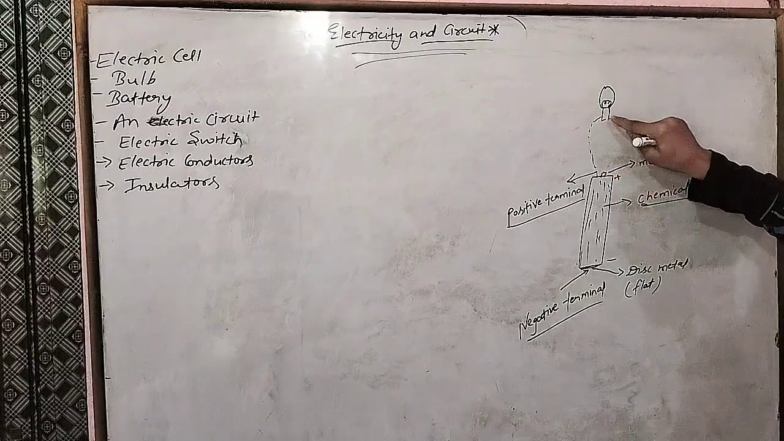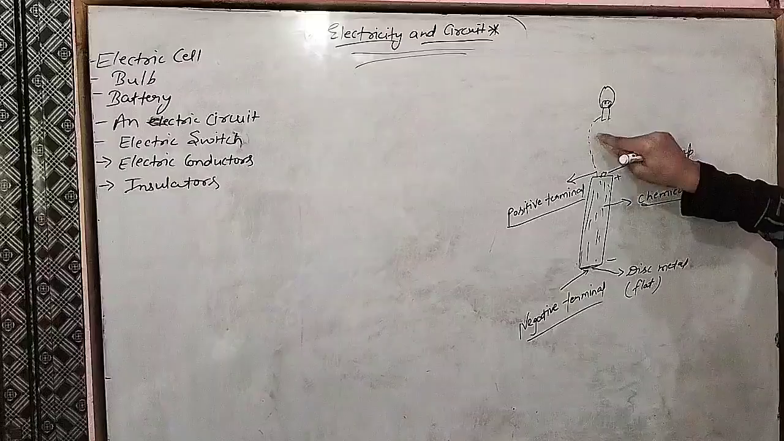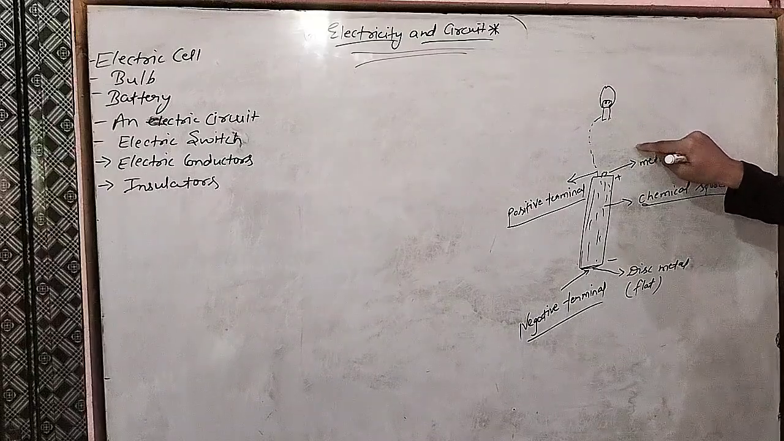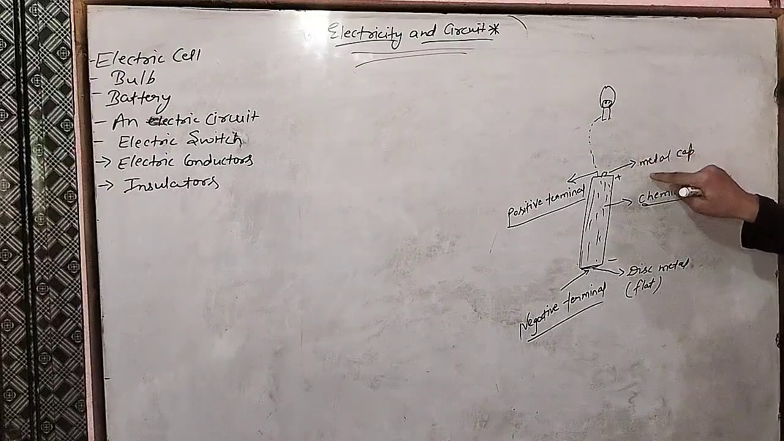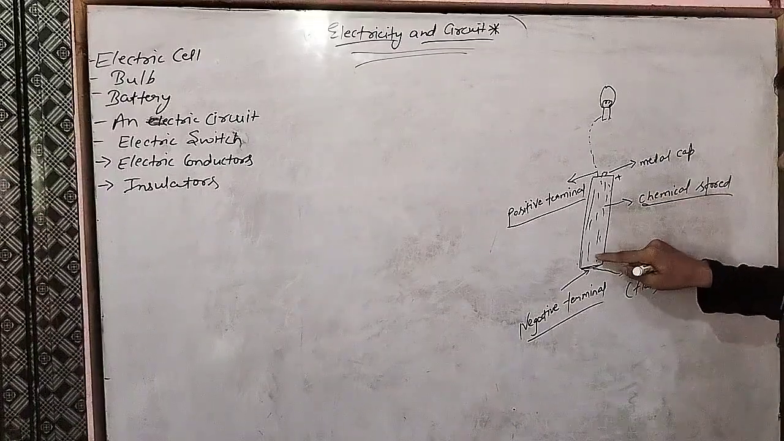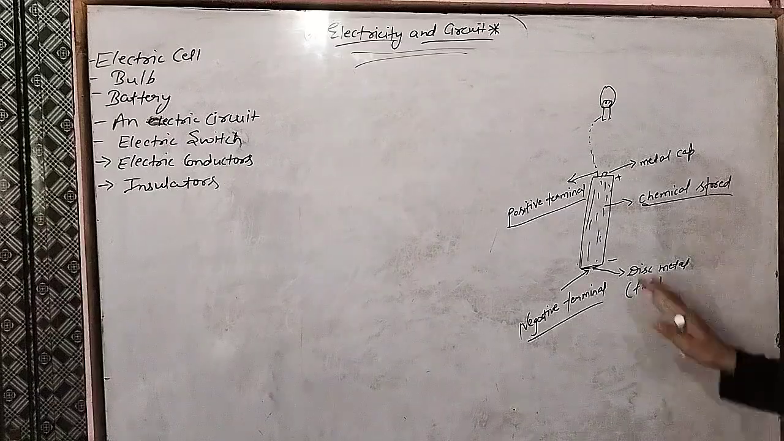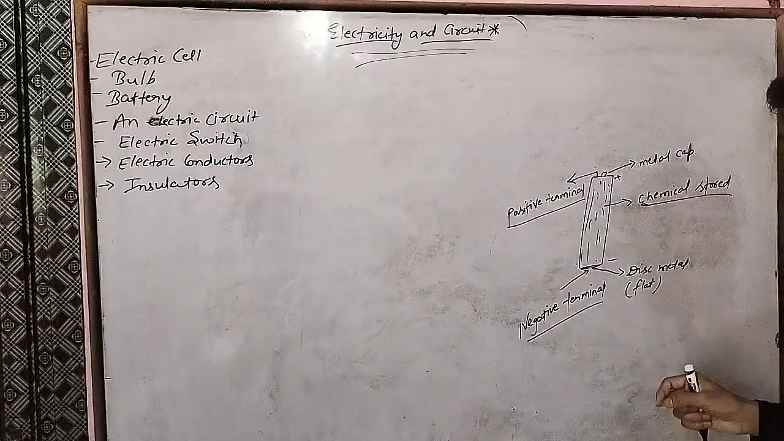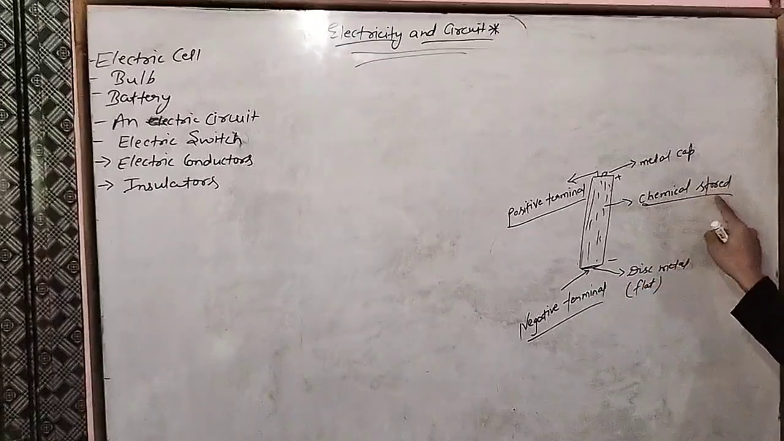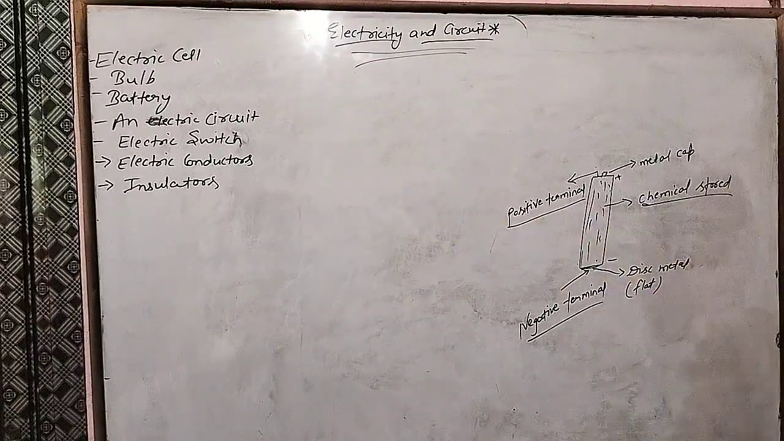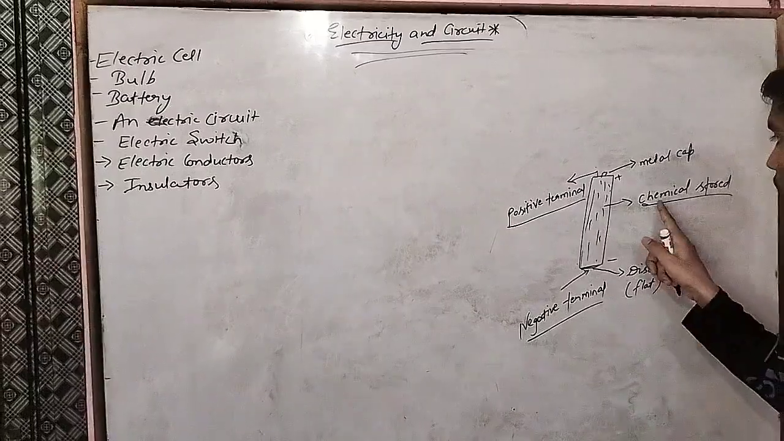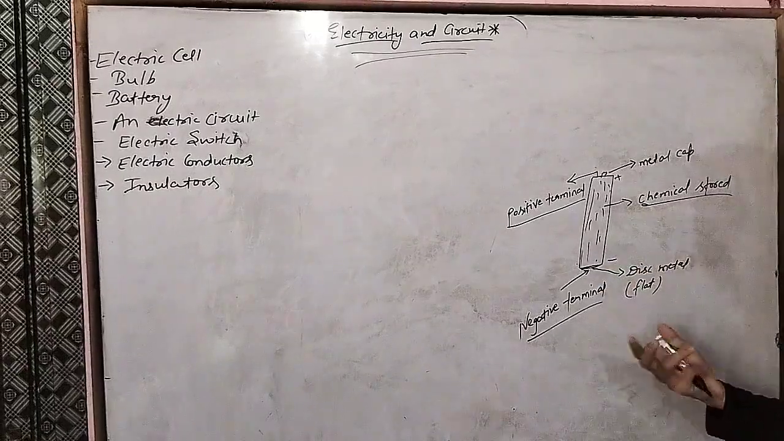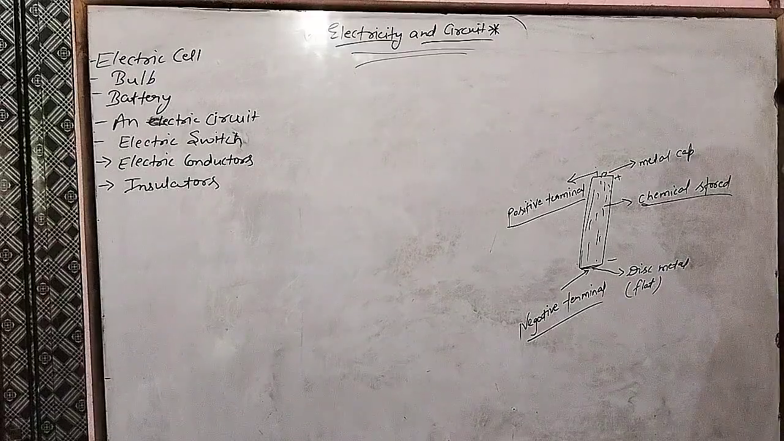This will pass through this electric bulb, and then it will come out with the help of the negative terminal, like this. Clear about electric bulb? We will understand in another discussion. So this is chemical storage which provides electricity, which provides current. The work of chemical storage is to provide current, to provide electricity.